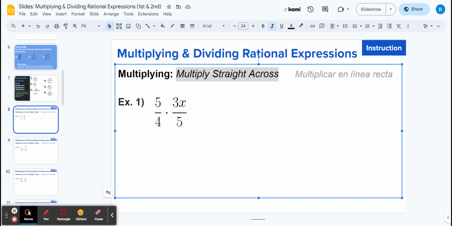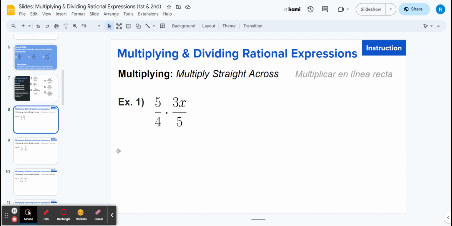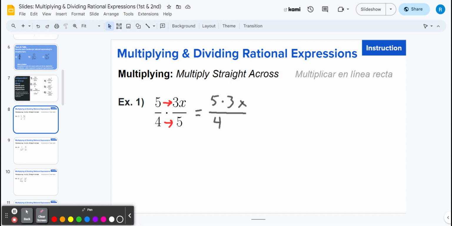So if we follow this rule for this problem, and I'm going to break it down into longer steps than you really need, we're multiplying straight across, so 5 is going to multiply with 3 times x, and 4 is going to multiply with 5. So if we do that, I'll rewrite this as one big fraction. We have 5 times 3x, and we have 4 times 5. That's going to give us 15x divided by 20.